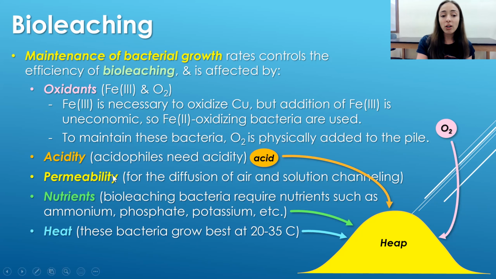And for this, the pile also has to be permeable. I know this is the third thing, and I'll get back to acidity, but permeability is also really important to maintain in the heap so that we can have the diffusion of air through the heap as well as solution channeling.